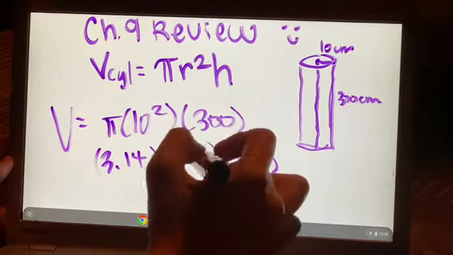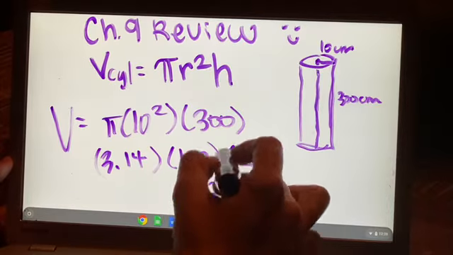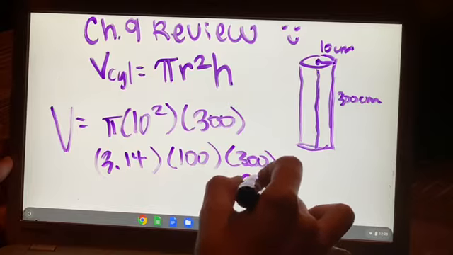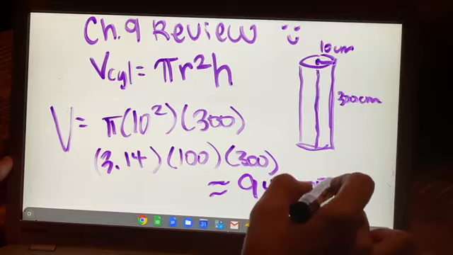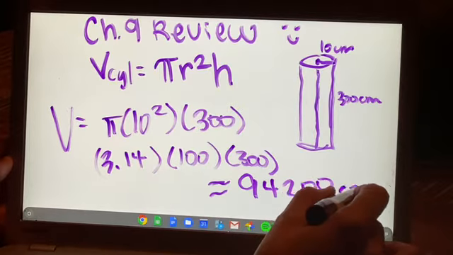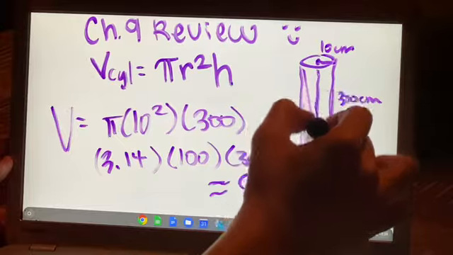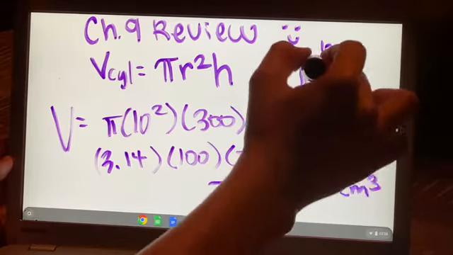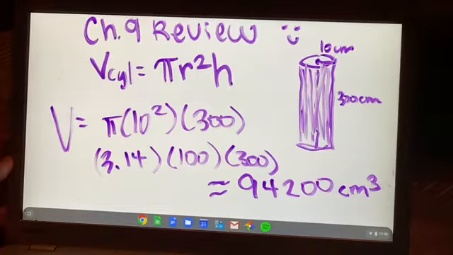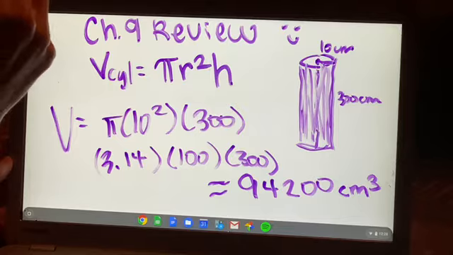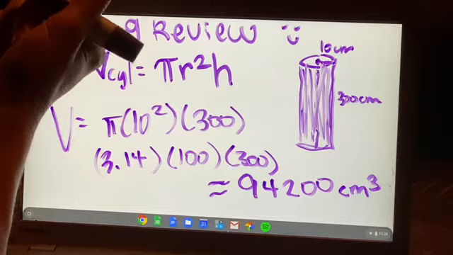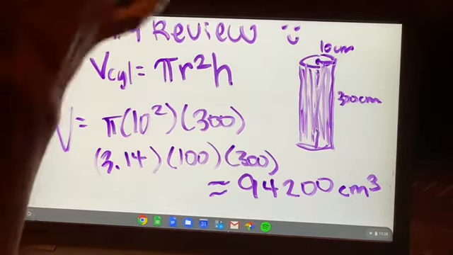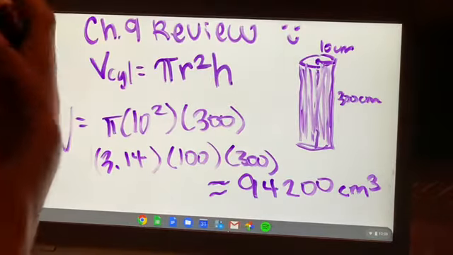Remember that anytime you're using pi, your answer is approximate. So we have approximately 94,200 centimeters cubed. Why is it cubed? Because we're doing the volume, the cubic centimeters that can fit in this whole column. The answer I got was 94,200 centimeters cubed. If you use the pi button on your calculator, you would get something more like 94,247.78 centimeters cubed.